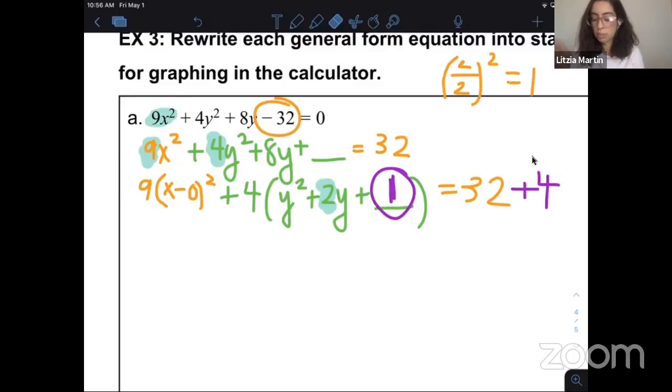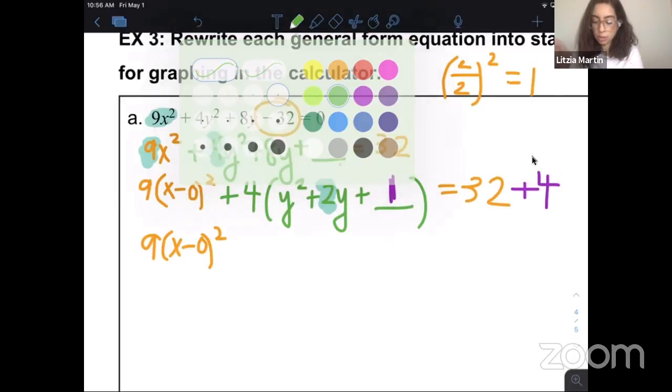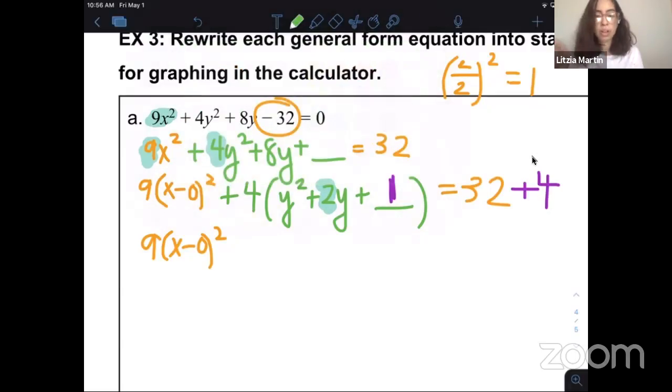Now this is a complete square. The x was already a complete square. Now for the y's, we have the 4 in front, and this in the parentheses is the complete square that will become y plus 1 squared. And on the other side, we have 36.